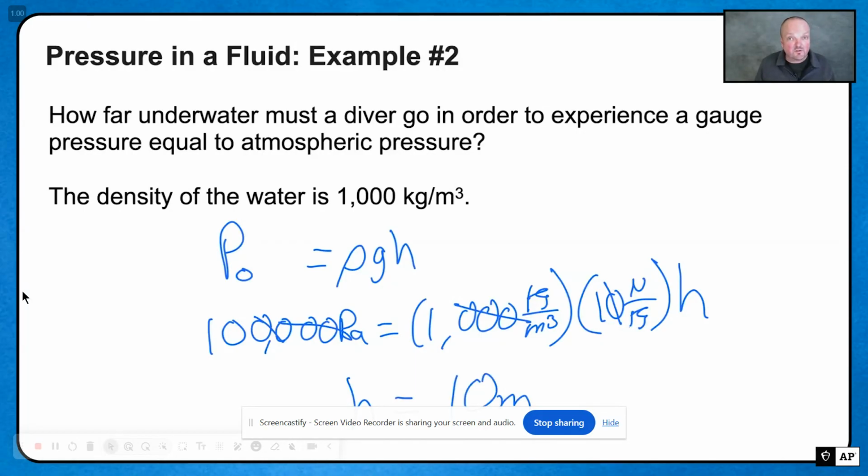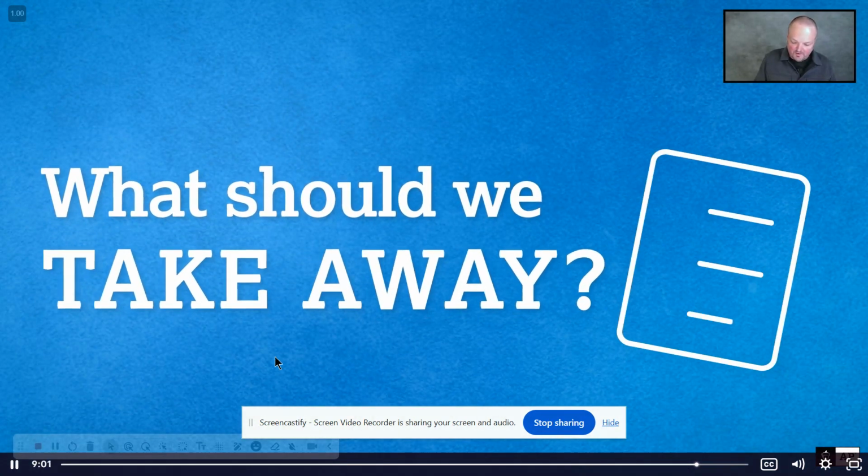That's very far underwater, probably farther than most folks have ever been. I've not been 10 meters underwater before. So in order to get the same pressure from water alone that we're getting from the air now, in order to basically double the pressure we're feeling, we'd have to go 10 meters underwater. So what should we take away from this video?